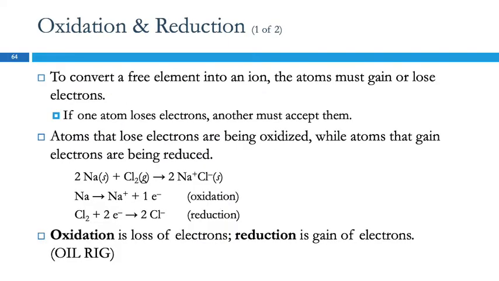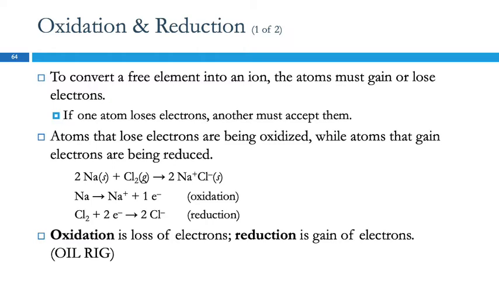So in order for a free element to become an ion, it has to gain or lose electrons. The thing about electrons is there's no homeless shelter, there's no lost and found for electrons. So if you want to get rid of an electron, you actually have to give it to another atom. If you want an electron, you don't go to the bank and withdraw electrons, you have to get it from another atom. So in oxidation-reduction, one atom is losing an electron, another atom is gaining an electron. It happens together.